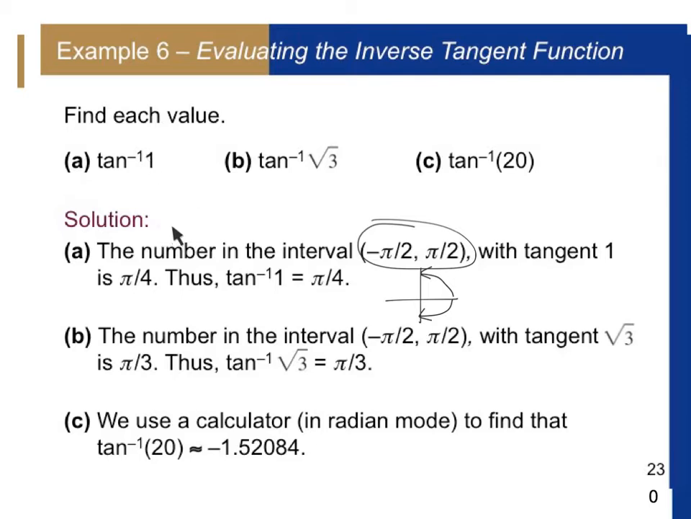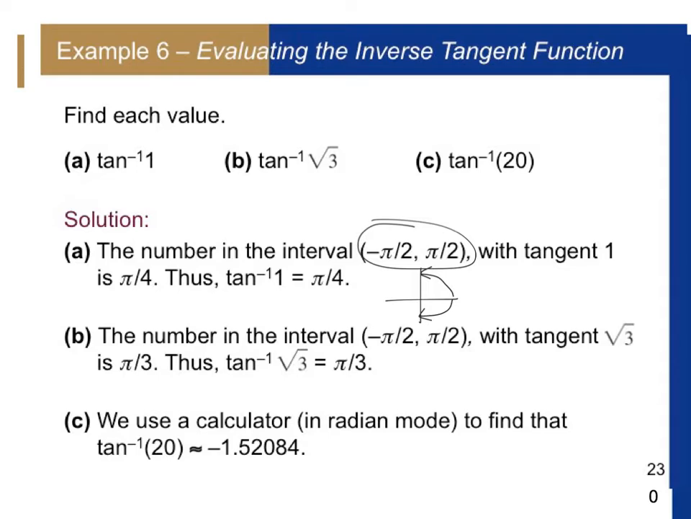Now let's look at B. We're looking for an angle in the first quadrant or the fourth quadrant, going positive into the first quadrant or negative into the fourth quadrant, where my tangent is square root of 3. That would be at pi over 3, because our sine is square root of 3 over 2 and our cosine is 1/2. So at pi over 3, your tangent will be square root of 3. That's how we get inverse tangent of square root of 3.